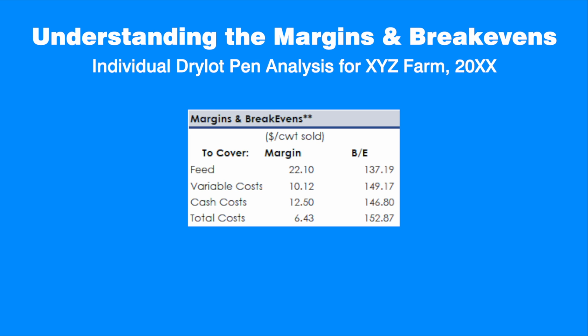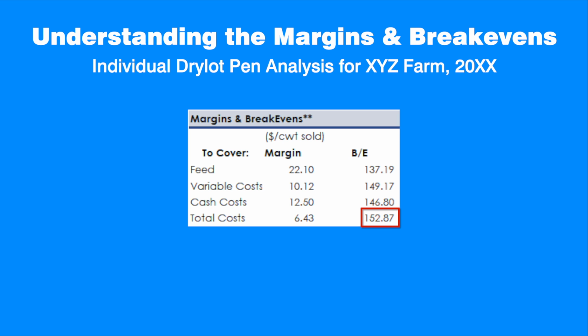Each pen report also provides a summary of break-even prices to cover different types of costs and the margins that are earned above the break-even price. AgriProfits calculates a break-even price as the sum of the feeder replacement cost and the specific cost item, such as feed, variable or total, divided by the weight of the sold feeder.